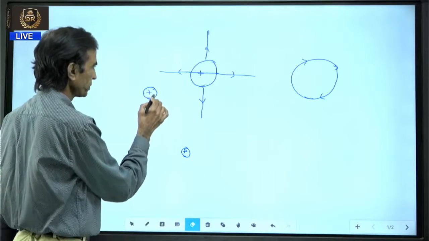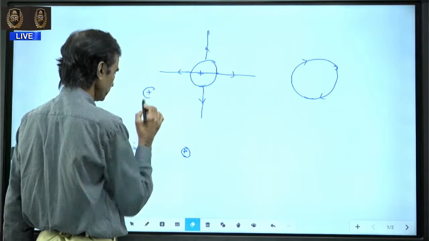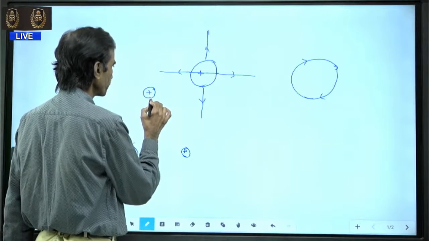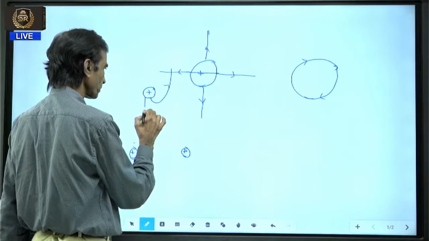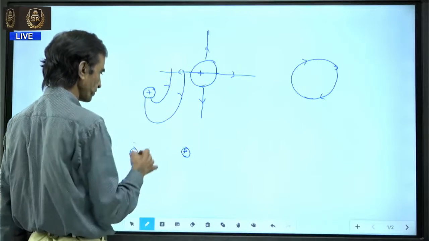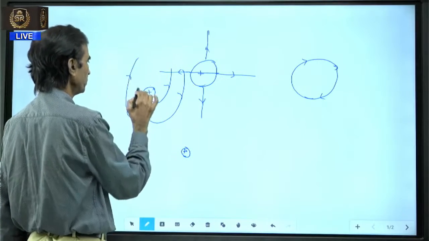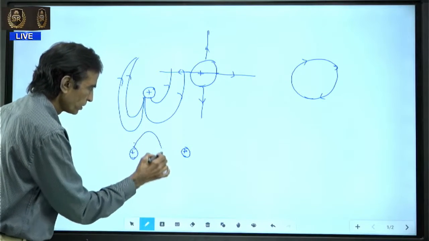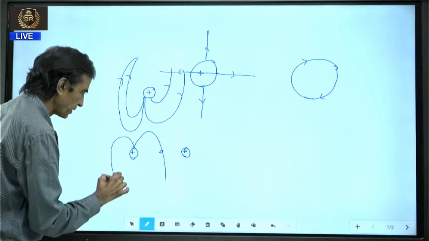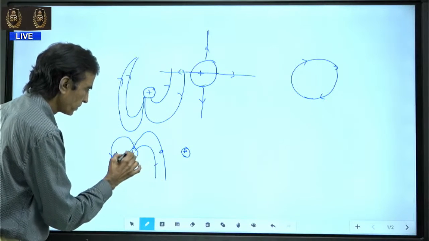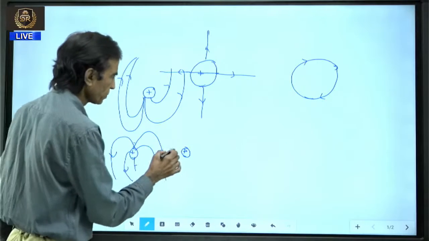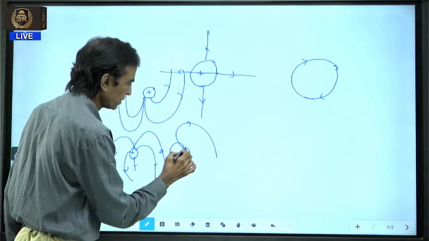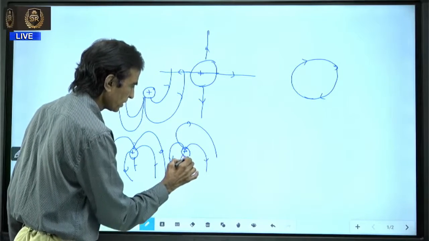See here, it will start radially, like this. Now it will move away because of repulsion of these two charges. Next, similarly here also, same: repelled, repelled, here also repelled, repulsion here, repulsion here.